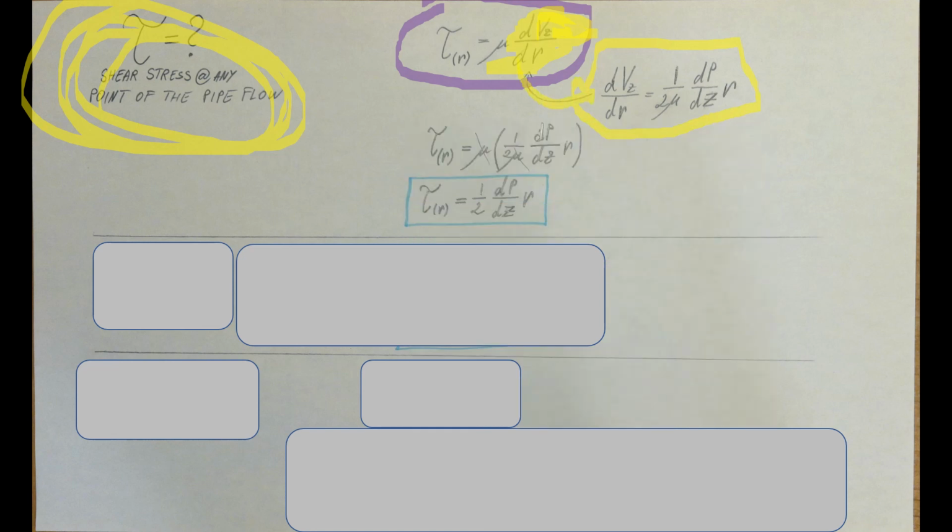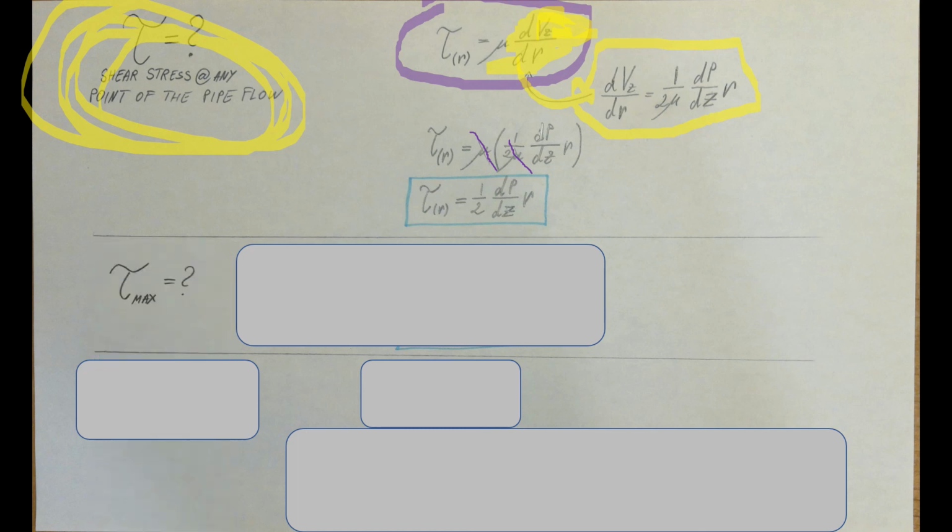So we go back there, copy it, and plug it back in here. There you go. Dynamic viscosity will cancel out, and all we have left is 1/2 times the pressure term times R. This is a function of the shear stress with respect to R, right? Because that's what we are expressing it in. Good.